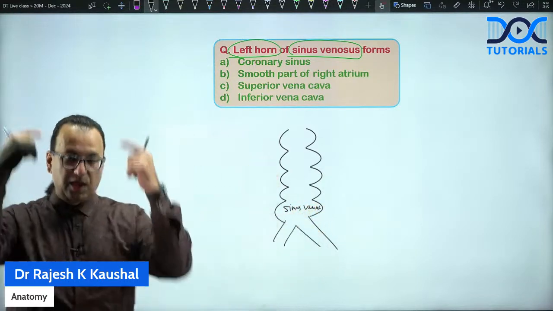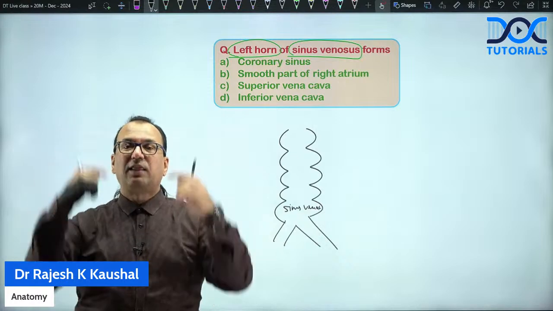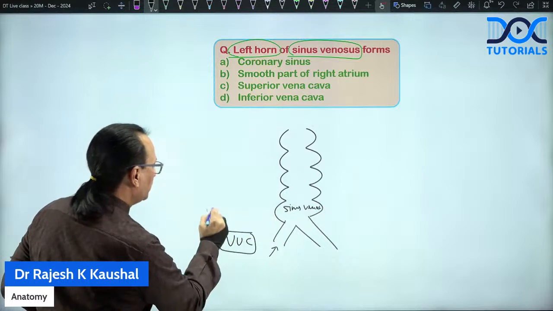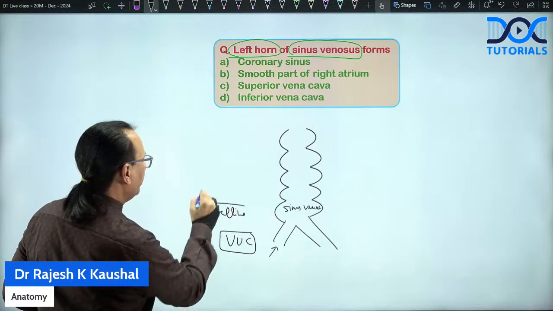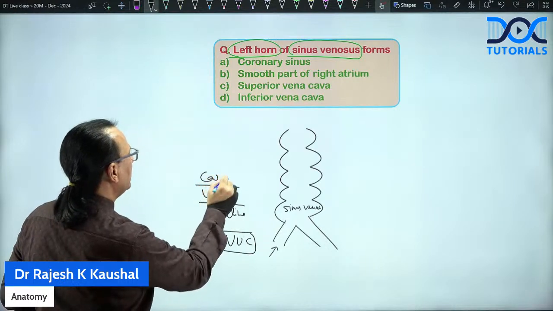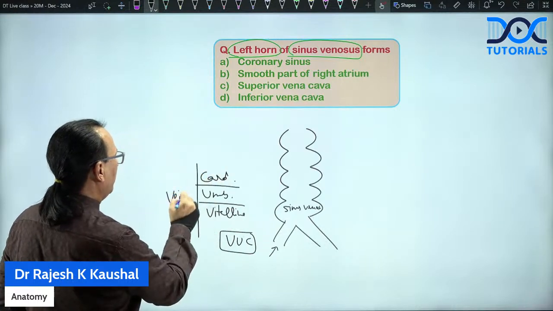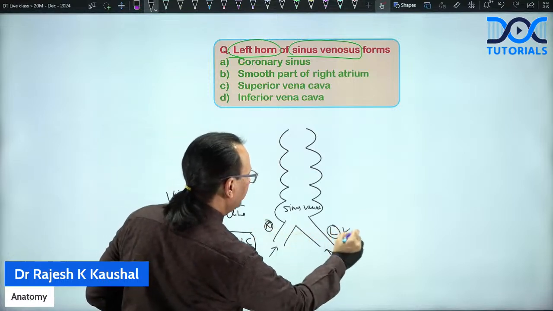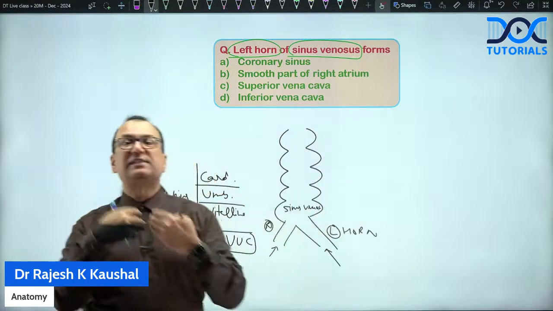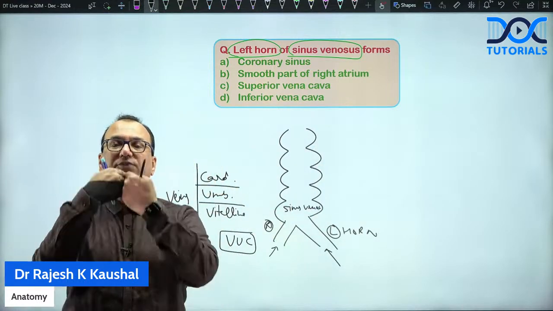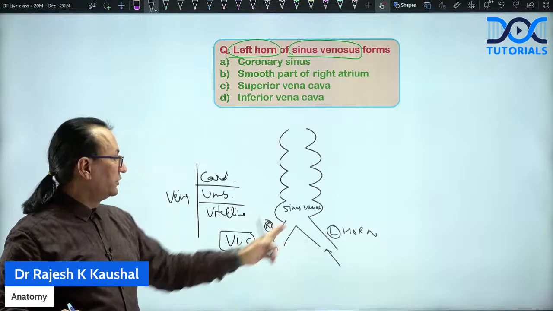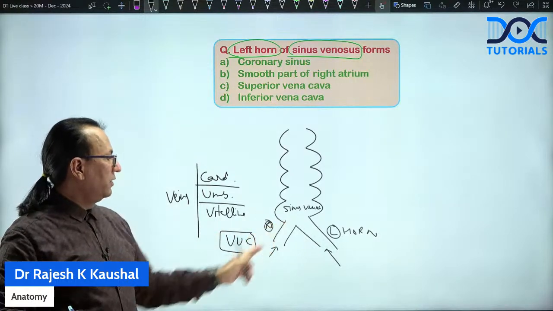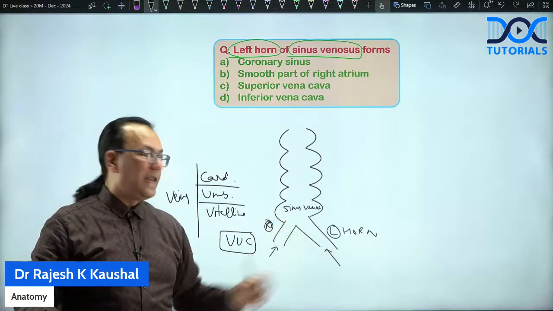The heart tube has 5 parts, and the blood will enter by the vitelline veins, umbilical veins, and cardinal veins. These veins are bringing the blood into the right horn and left horn of the sinus venosus. So the heart is developing. There's a heart tube which is developing. It has 5 parts, and the blood comes by the cardinal vein, umbilical vein, and vitelline vein into the right horn and left horn of the sinus venosus.